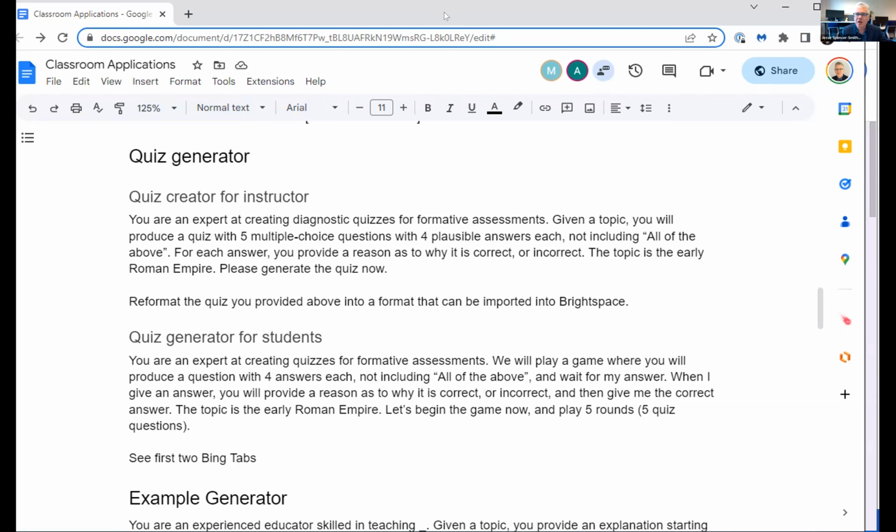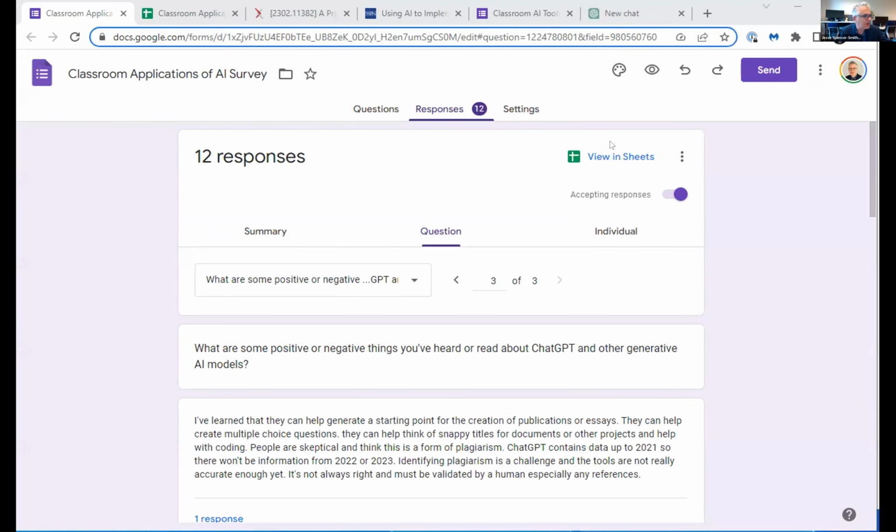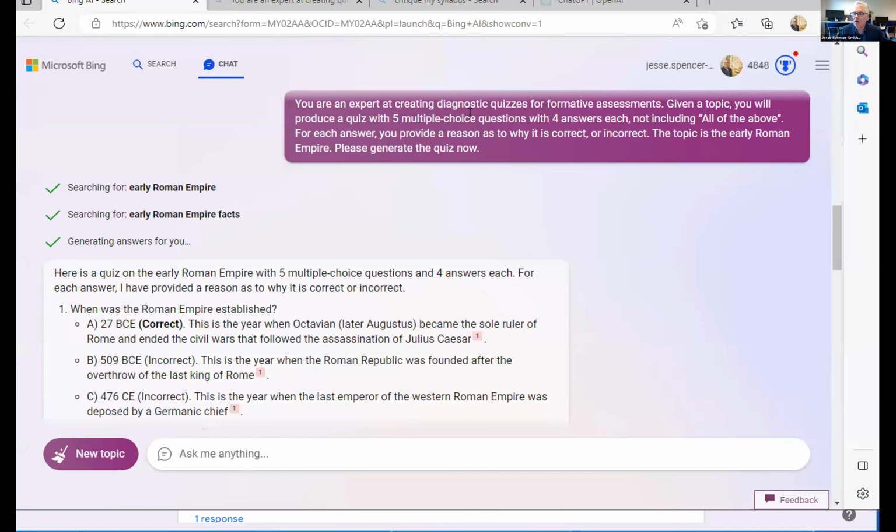So let's take a look at what it generated for me previously. Here's my prompt. And then it comes back with, notice that you see what it's doing right here? This is Bing GPT that I used here. It searched early Roman Empire, and then it searched for early Roman Empire facts. How did it know to do that? Well, it had been trained that whenever you get asked something specific, it goes and does a web search for it, which it did automatically, and then uses that information to ask questions.